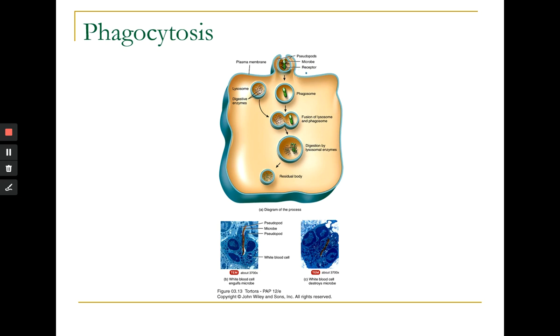Phagocytosis, as you see here, the pseudopods, and else like bacteria. For example, bacteria come together like this, and the cell forms pseudopods around them, and then it engulfs them inside. But then it connects with the lysosomes and breaks down. Okay, this is called endocytosis.